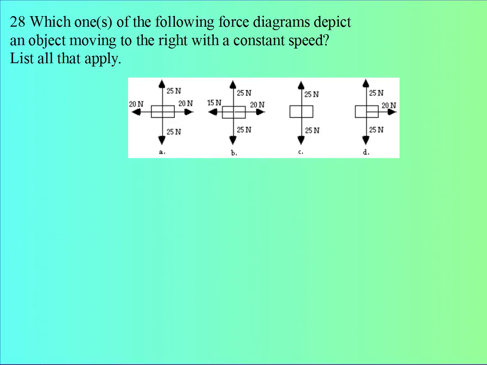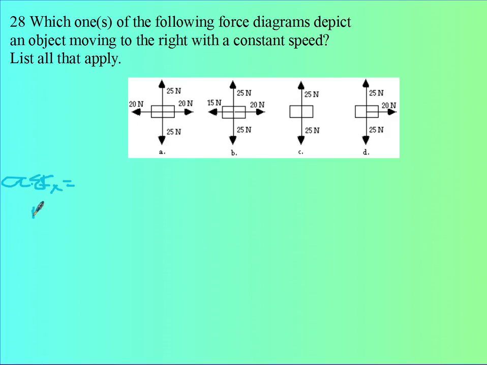Now we're going to work homework problems 28 through 33. Looking at 28, it's asking which of the force diagrams show an object moving to the right at constant speed. So why don't we just analyze what's happening in each one of these? Let's look at A. For A, F net in x equals, let's look at what's actually happening.